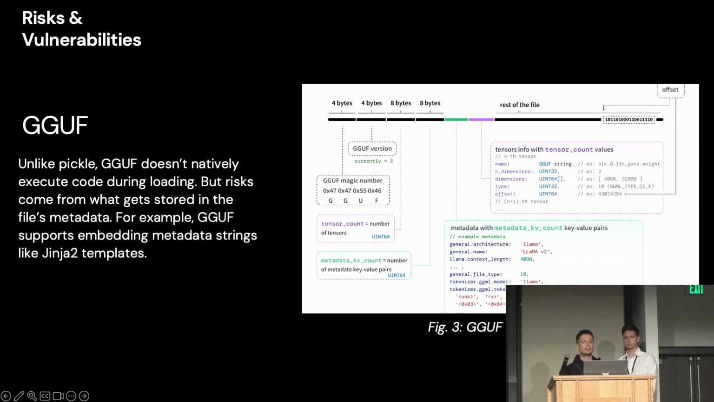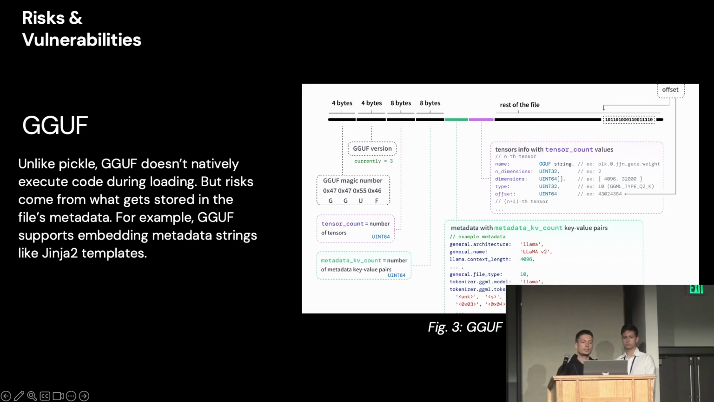GGUF shifts the thread model from load time to runtime, as I said earlier, and its danger lies in the metadata that it defines, basically the fields that define how a model interacts with prompts and the chat templates.